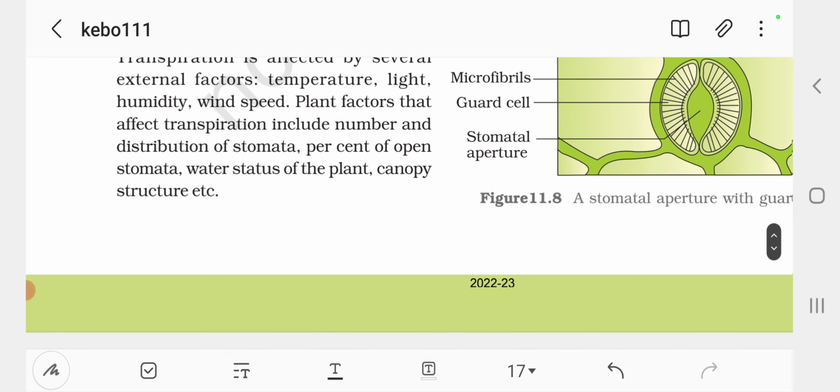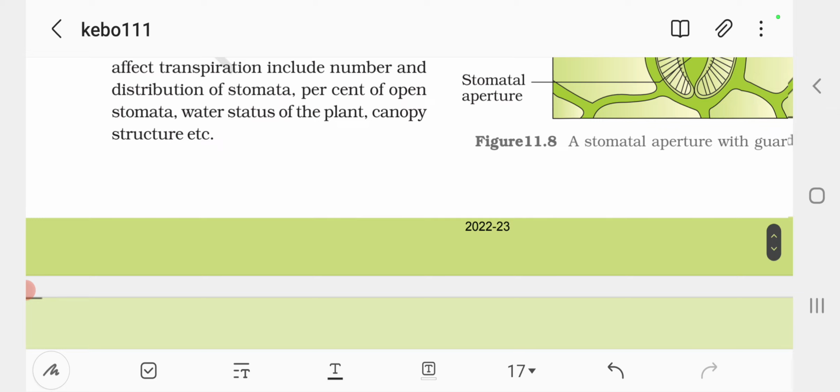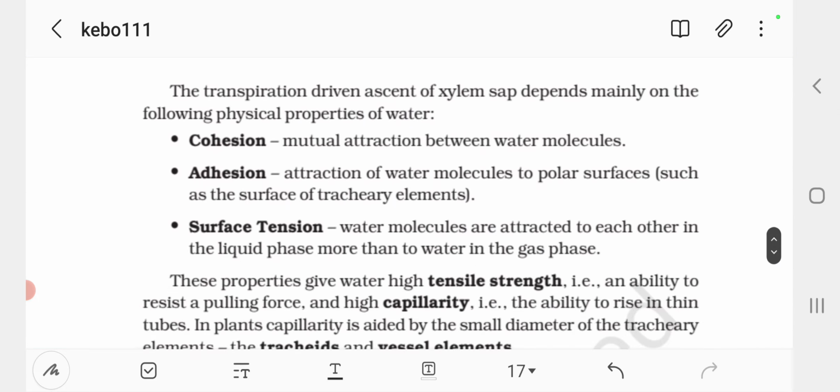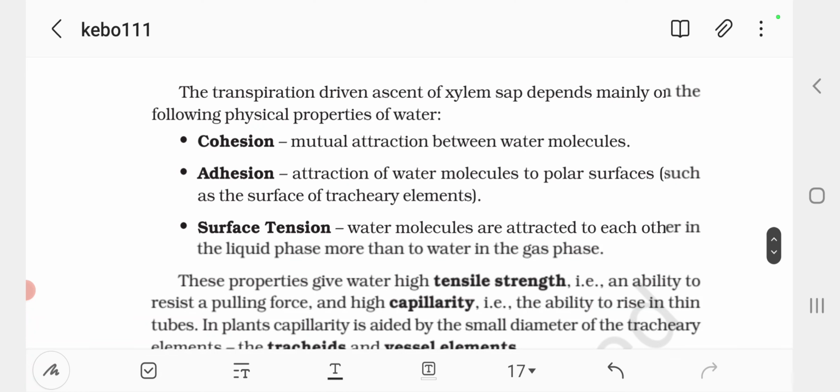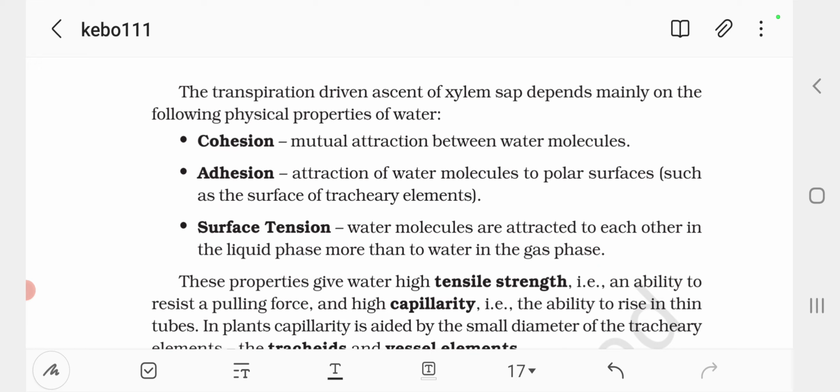Plant factors that affect transpiration include number and distribution of stomata, percent of open stomata, water status of the plant, canopy structure, etc. The transpiration driven ascent of xylem sap depends mainly on the physical properties of water. Cohesion, mutual attraction between the water molecules. Adhesion, attraction of water molecules to polar surfaces such as the surface of tracheary elements.